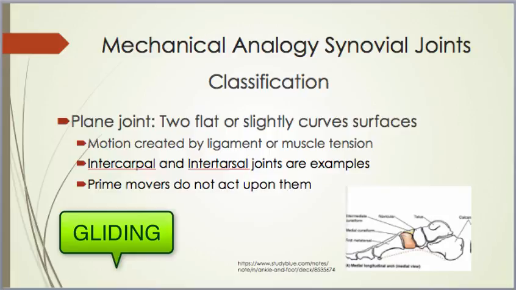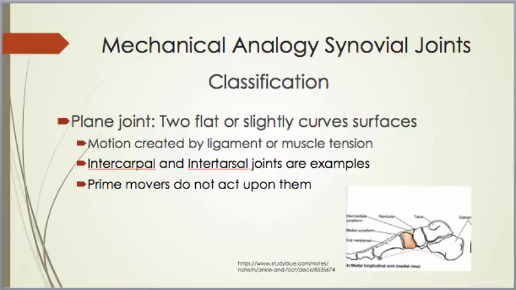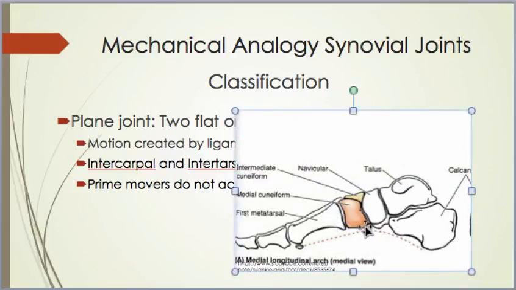Next, we have our plane joint, which is the junction of 2 flat or slightly curved surfaces where motion is created not by direct muscle attachment pulling on that bone, but by ligament or muscle tension as it crosses the bone. So there's really no, for example, muscle that attaches on the cuboid here, right? Here's our cuboid, here's our navicular bone. Here is the planar joint right here between those two. And you remember what ligament this is that causes the arch? It's the spring ligament, right?